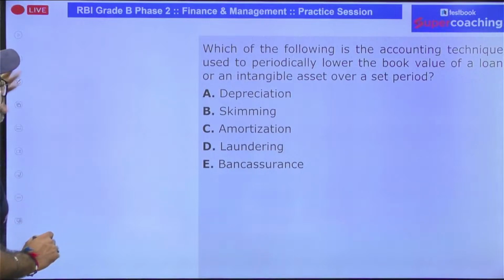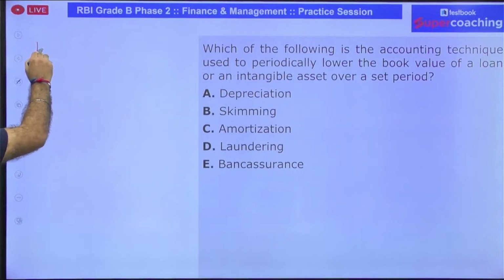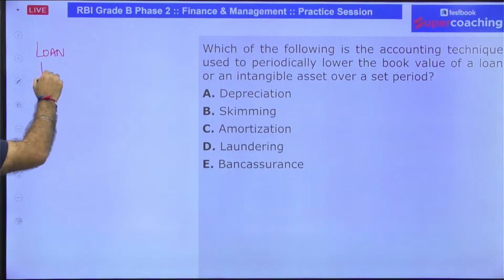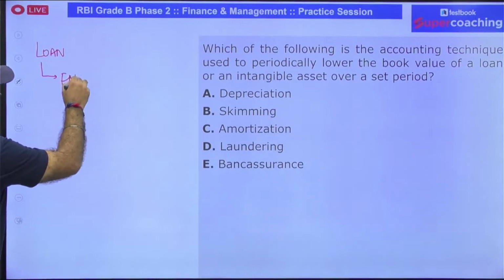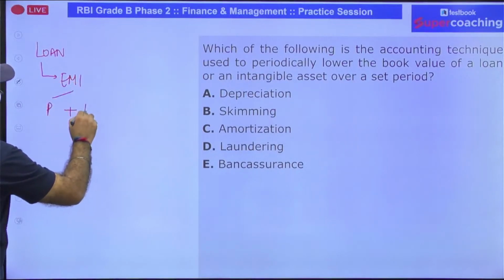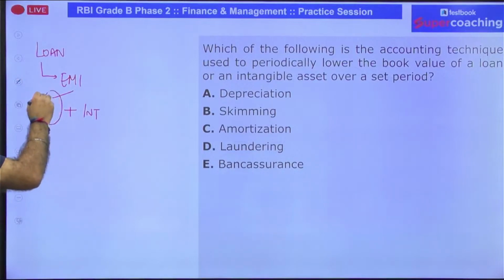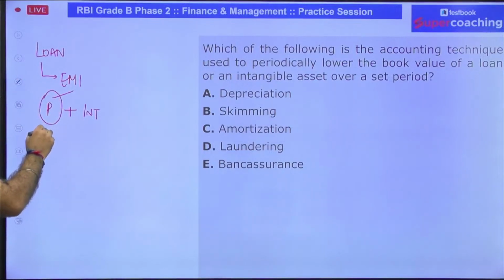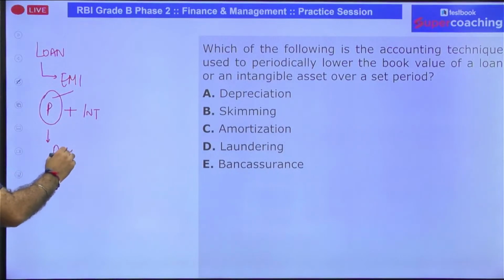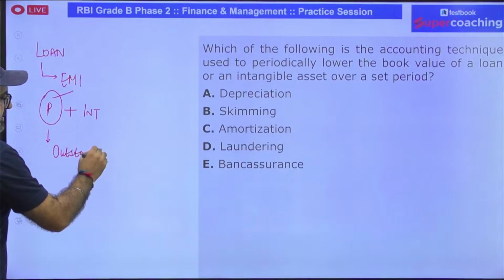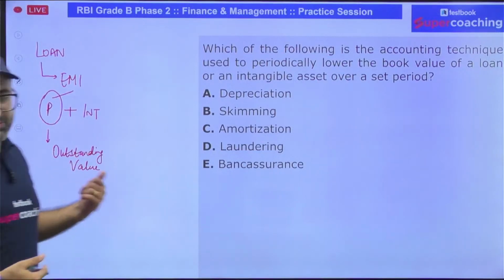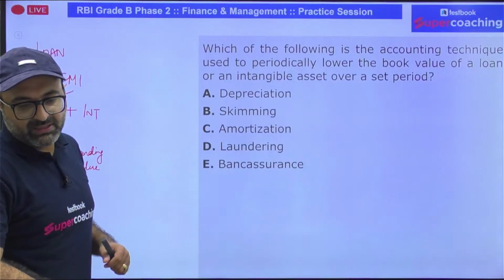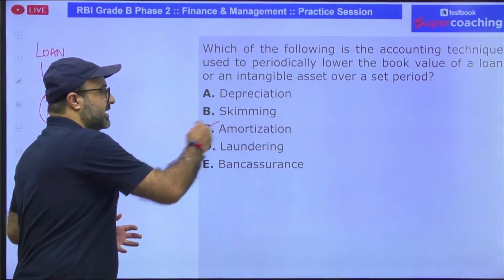What does it mean? For example, if you have borrowed a loan, and against that loan you are paying a regular EMI, and this EMI comprises principal as well as interest, and on this regular payment the principal is deducted out of the outstanding amount, out of the outstanding value. So in that particular case, the book value, that is the outstanding value, is decreasing. So that process is basically termed as what? This technique is basically known as amortization.